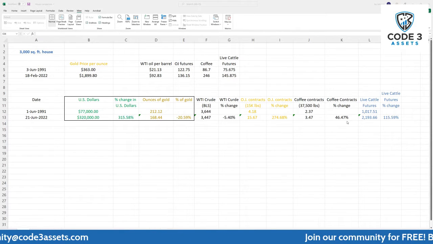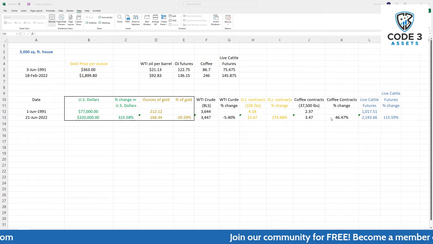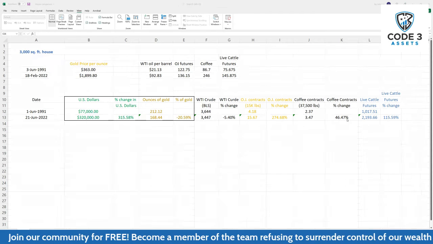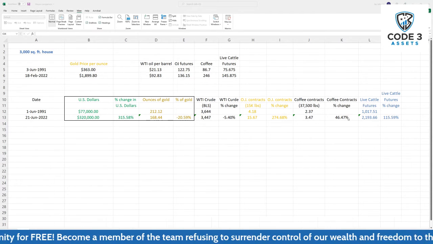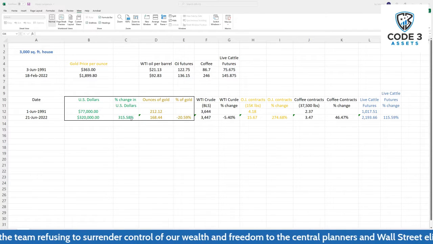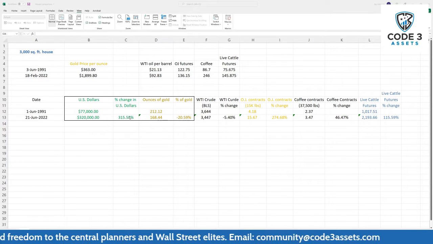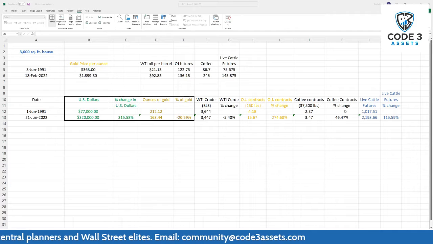And if you go to coffee, it takes only 46% more coffee in what is that, 20, 30 years, 31 years. It took 46% more coffee to get that house today, but 315% more cash. So if you take the cash out, you're really not richer when you convert it into things in the real economy.